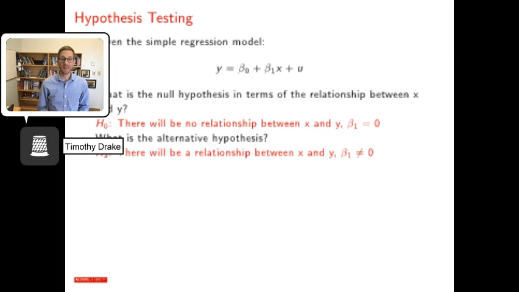So we can state this in plain terms and say, well, there's going to be no relationship between X and Y, or there will be some relationship between X and Y, as the null and the alternative respectively. But remember, that relationship is defined in this equation by beta 1. So a quicker way to say that would be that beta 1 equals 0 for the null, or that beta 1 is not equal to 0 for the alternative.